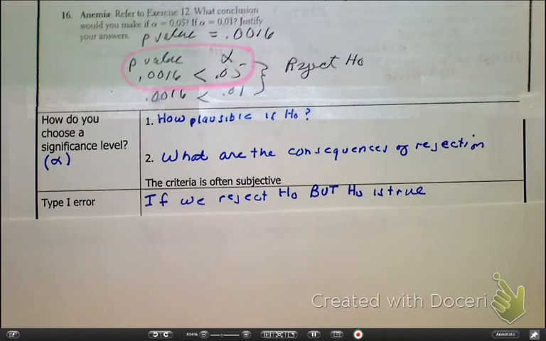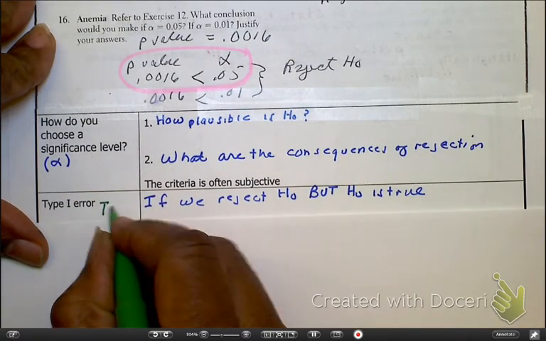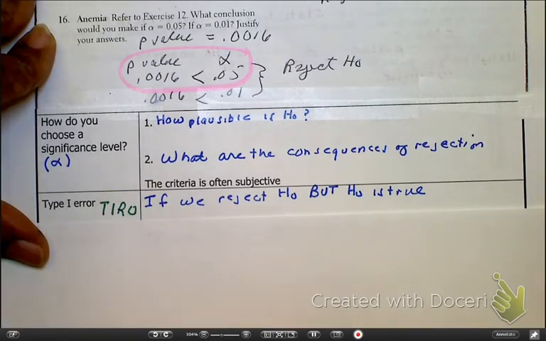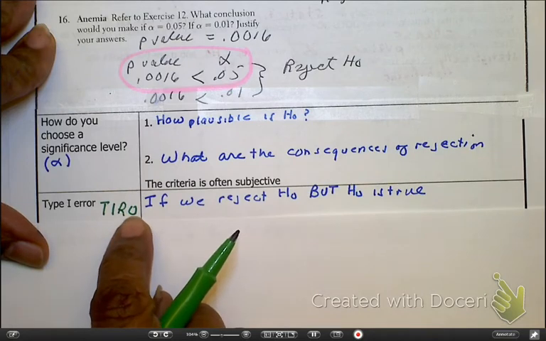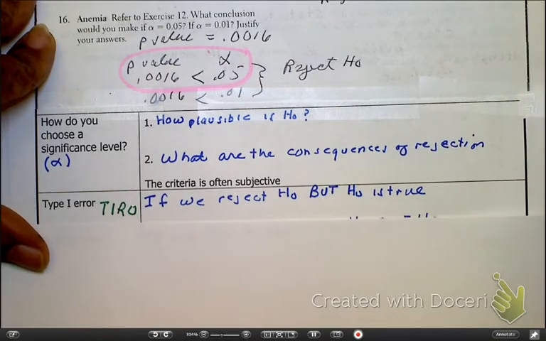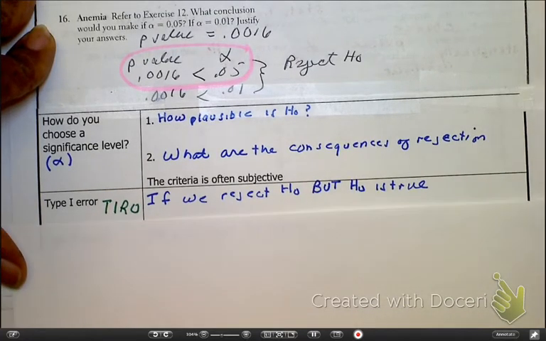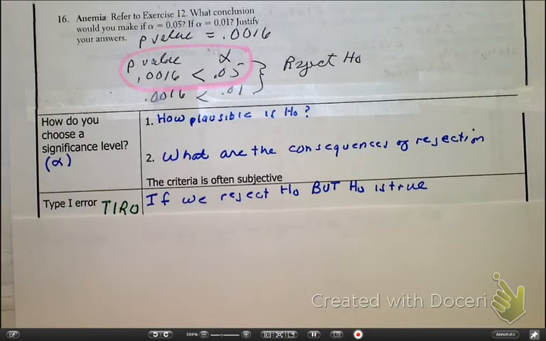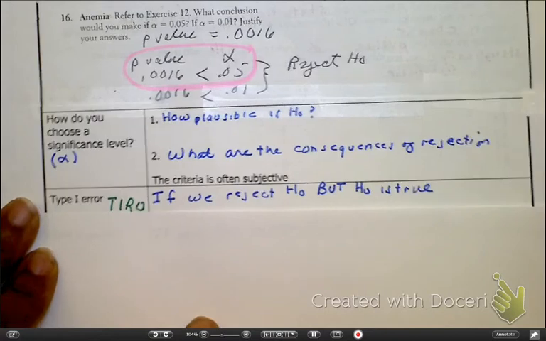I like to refer to this as TYRO. Type 1, reject the H0. Now, in a few minutes, we're going to come up with a situation that talks about type 1 versus type 2. As a matter of fact, let's just do it now.